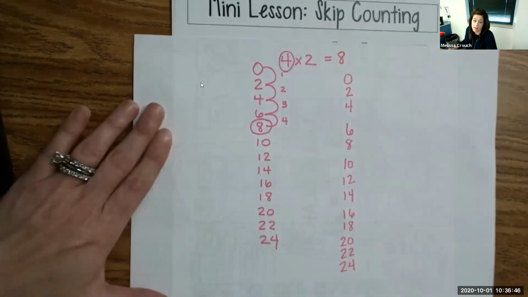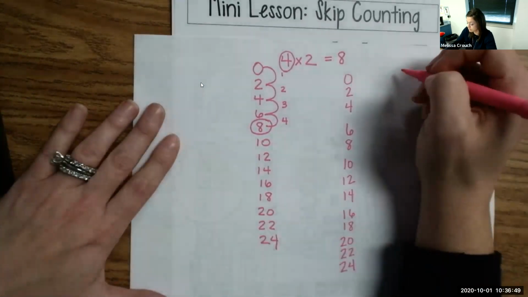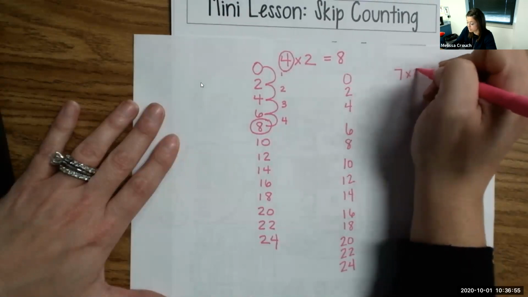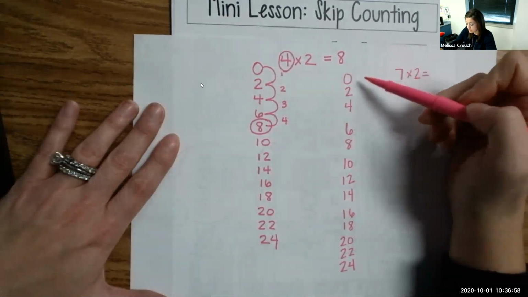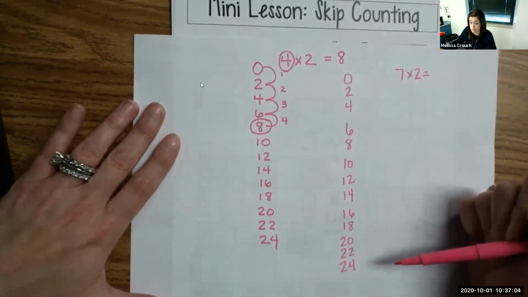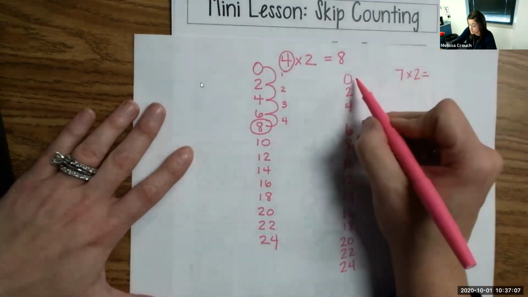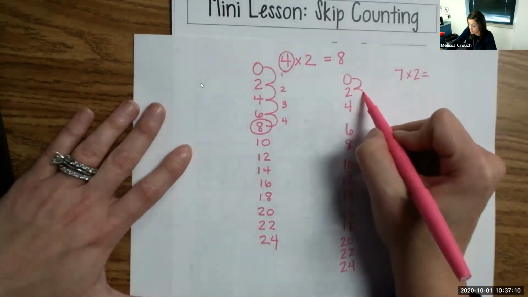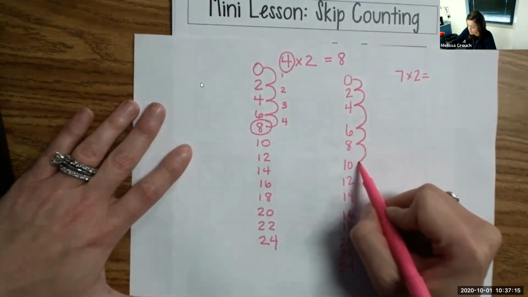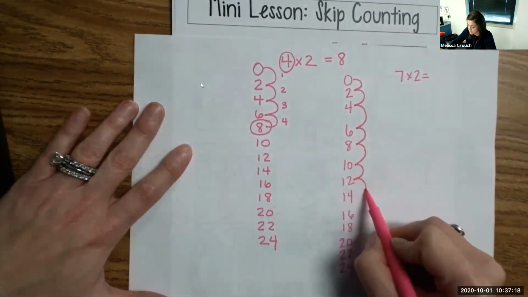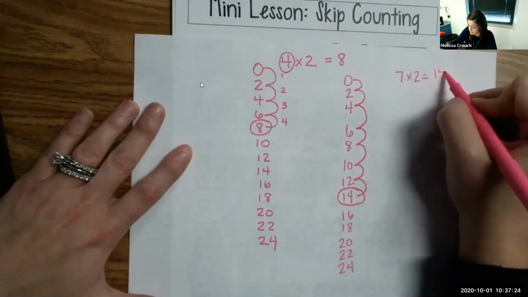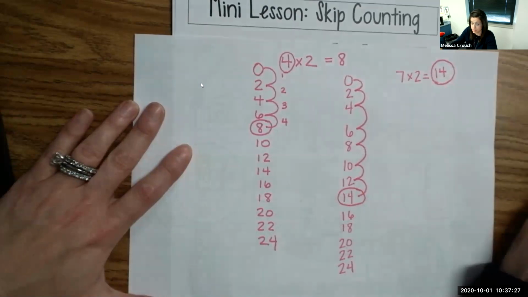Okay? So if I am going to do 7 times 2, I've skip counted by my 2s, so now I'm going to jump 7 times. So I'm going to have 7 jumps. I start at 0. 1, 2, 3, 4, 5, 6, 7. I did 7 jumps and I landed on 14. So my product is 14.